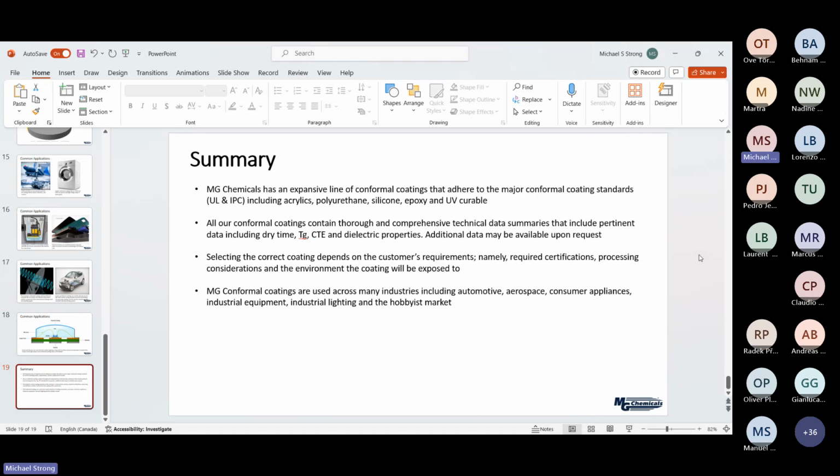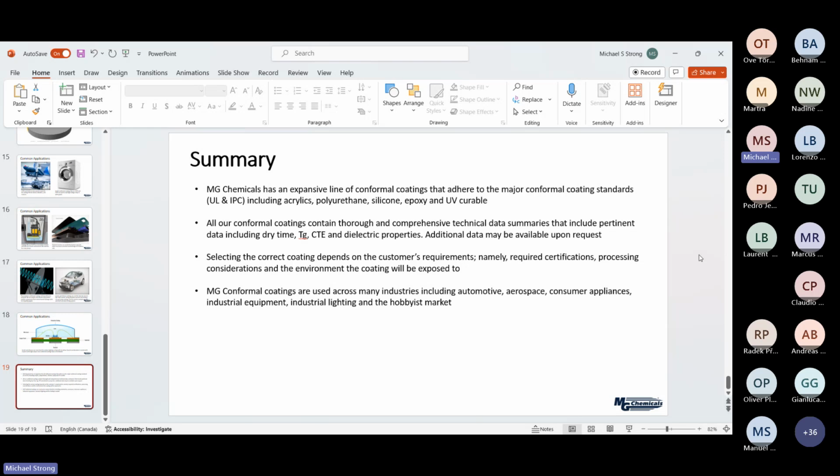All our coatings contain thorough and comprehensive technical data summaries that include pertinent data like dry time and dry time to handle, glass transition, coefficient of thermal expansion, and various dielectric properties. Although that's not exhaustive, because we've made an effort to truncate and shorten our technical data sheet. So if there are additional requests, that data may be available, just ask.